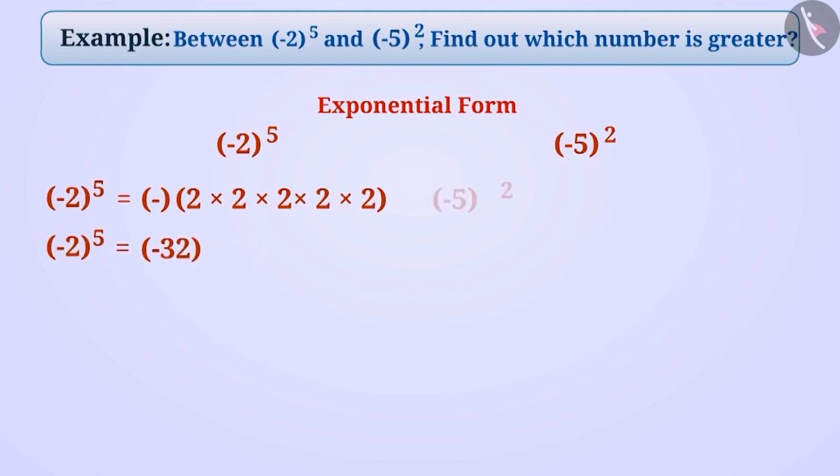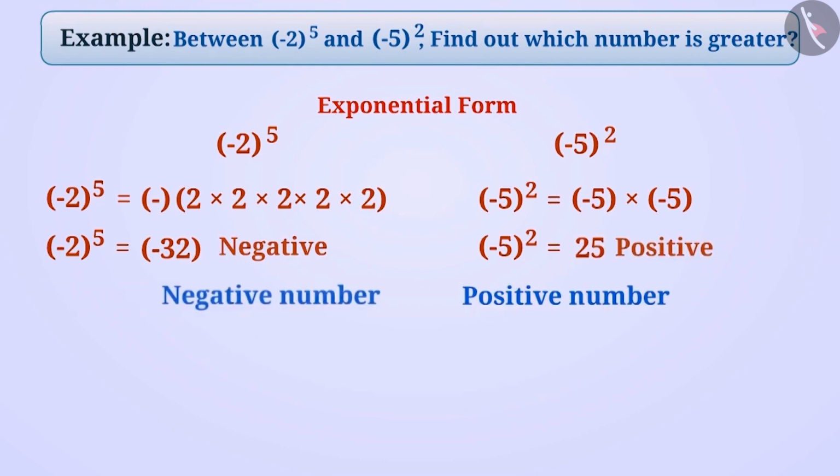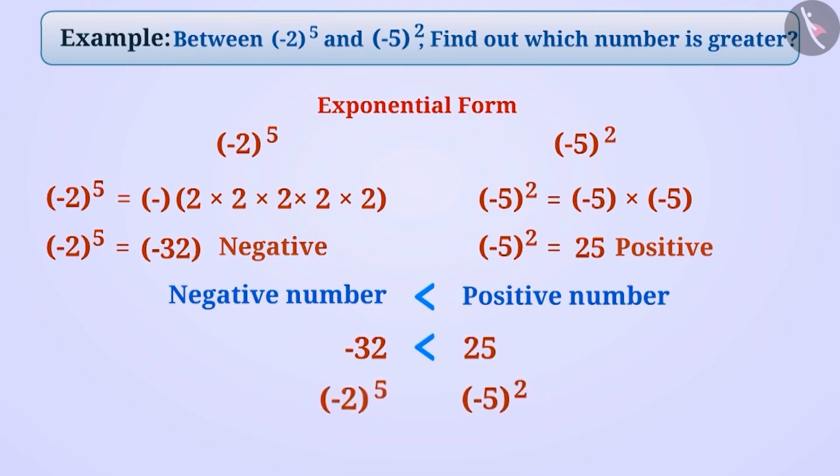Similarly, we can write -5 raised to the power of 2 is equal to -5 multiplied by -5 is equal to 25. Now we see that -32 is negative while 25 is positive. And since positive numbers are larger than negative numbers, 25 is greater than -32. Hence, -5 raised to the power of 2 is greater than -2 raised to the power of 5.